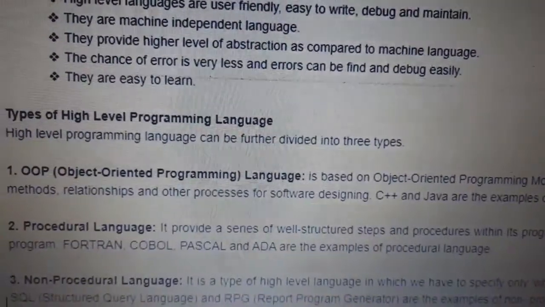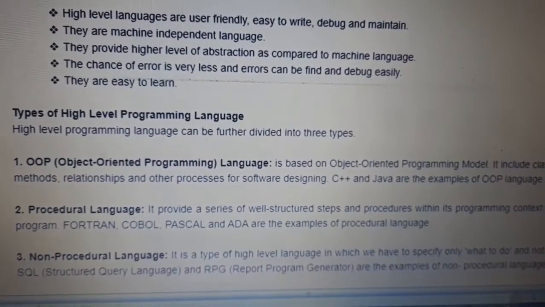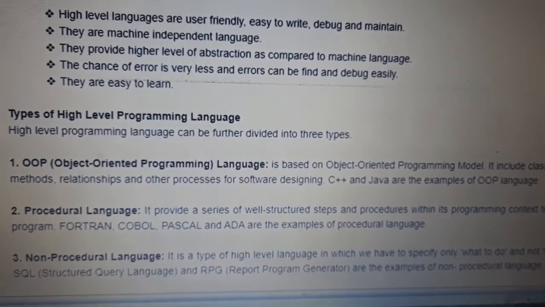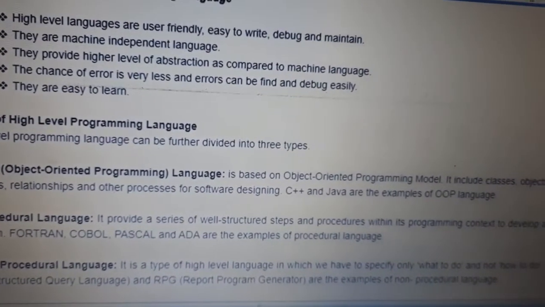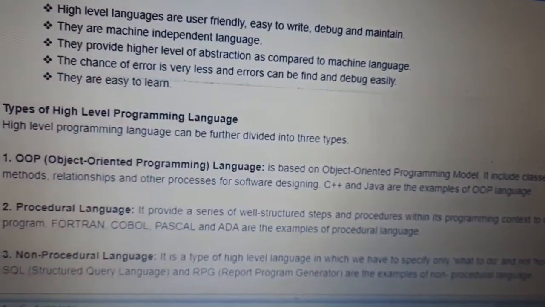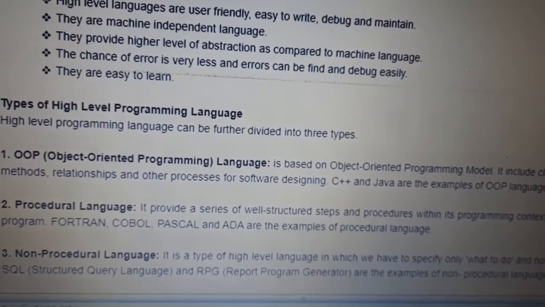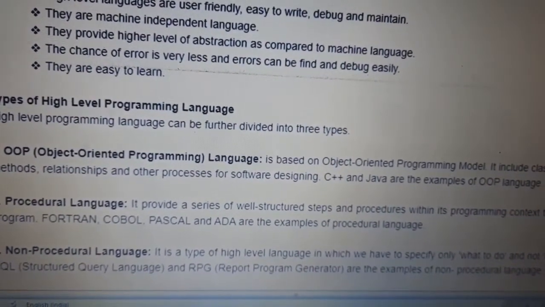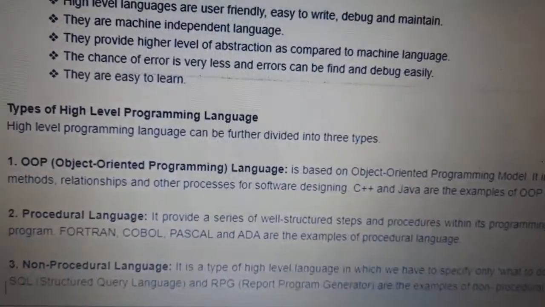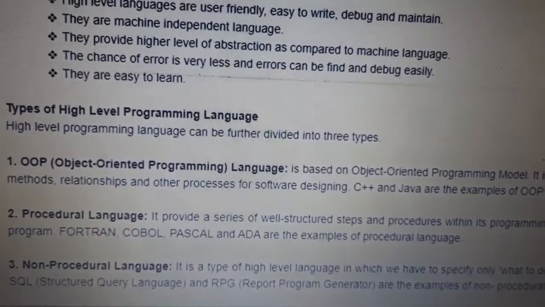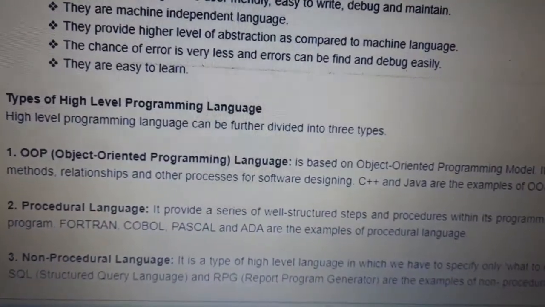And number 2 is procedural language. Procedural language provides a series of well-structured steps and procedures within its program contents to develop a program. For example, Fortran, COBOL, Pascal and ADA are the examples of procedural language. Procedural language is a programming concept of the procedure called steps to be carried out.